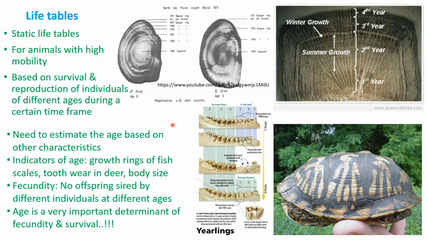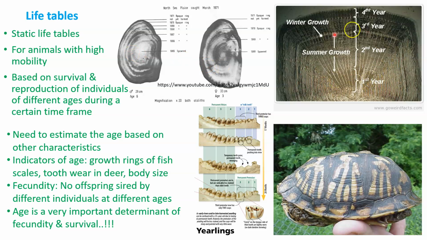So you need to use some other characteristic that reflects their aging, right? You need to know for that particular animal population you study what kind of biological features are indicators of the age. There are many ways to do this, right? If you look at fish scales, on the top diagram, we are looking at a fish scale.